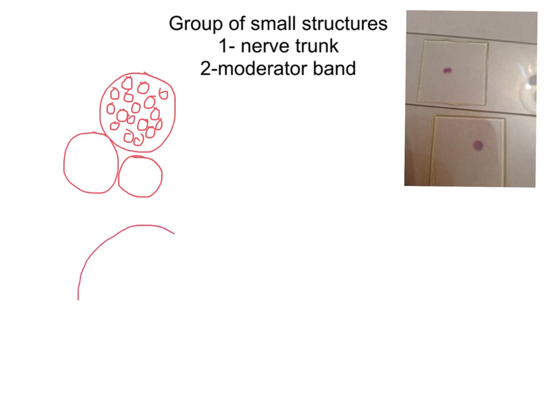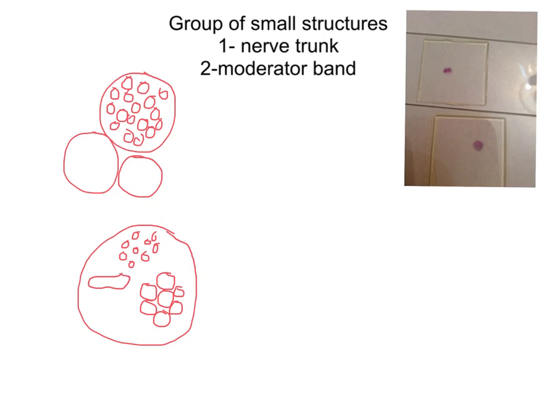Here we have one structure, not many bundles. And inside this structure you will notice three things. You will notice a group of fibers which are larger than the others. These are the Purkinje muscle fibers. And you will notice small transversely cut cardiac muscle fibers. And you will notice a blood vessel.